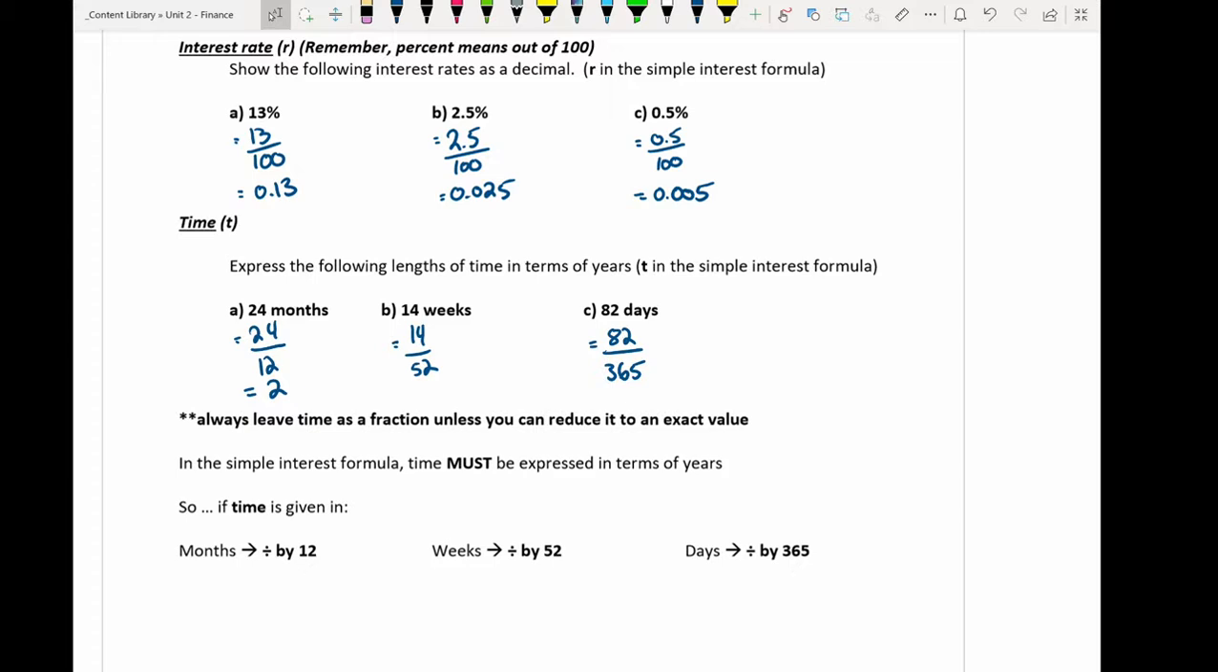If we're given the time in years, we don't have to worry. We can just leave it as years. The whole idea from this part is to get the time into years.